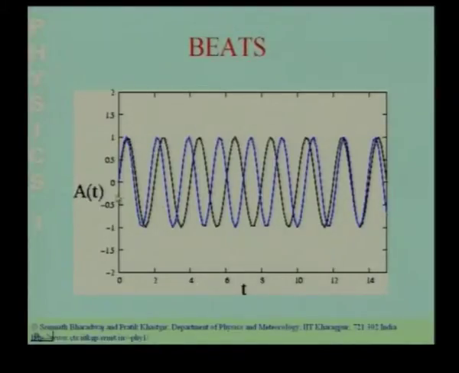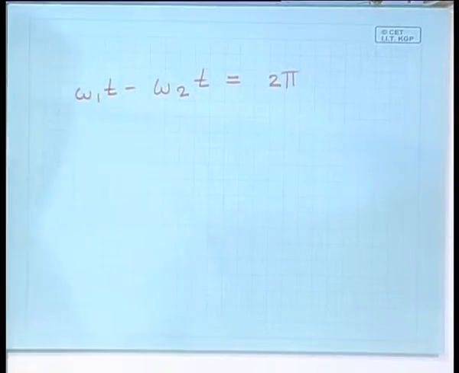So, whether the two waves add up or cancel out is changing slowly, much slower than the individual oscillations, and whether they add up or cancel out, the superposition of the two waves, depends on this difference of the two angular frequencies omega 1 and omega 2, and the resultant looks like this.